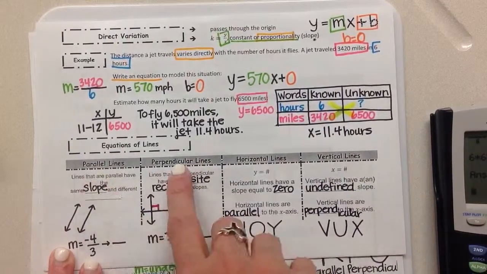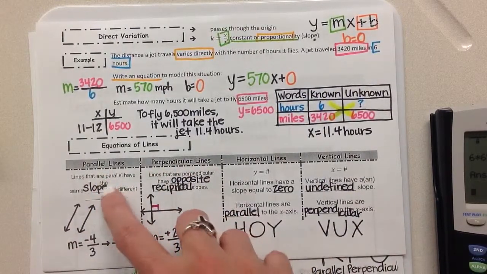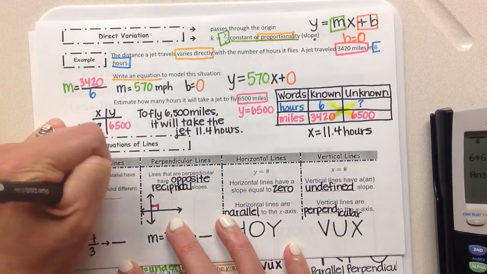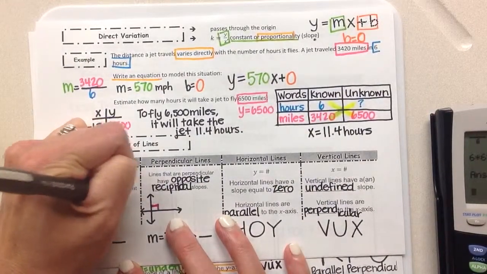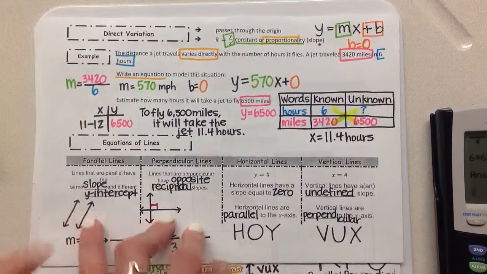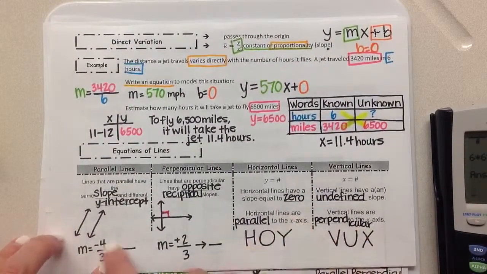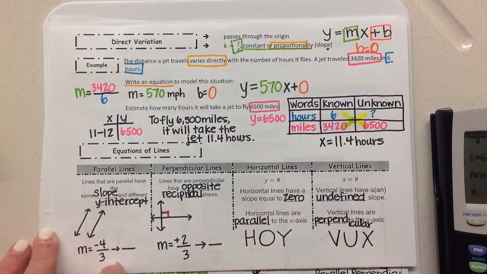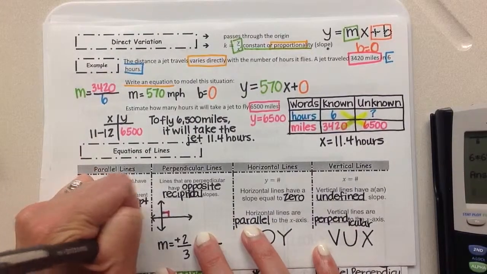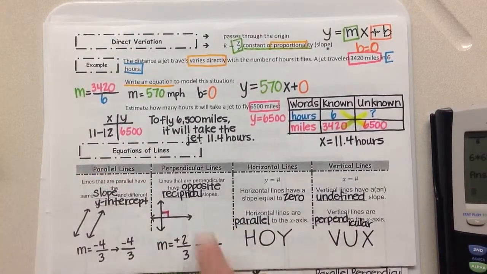And reviewing slopes for parallel lines, they have the same slope but different y-intercepts, okay? Their b values are going to be different, but their slope is going to be the same, because that's what's causing them to lean the same direction, so that they do not intersect. So if the slope of one line is -4/3, the slope of a line parallel to it is also going to be -4/3, okay?